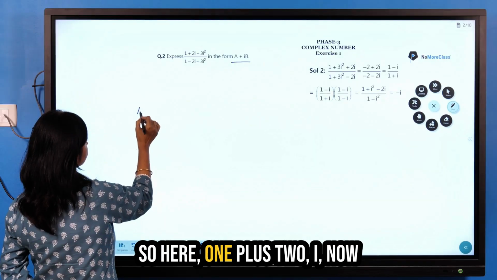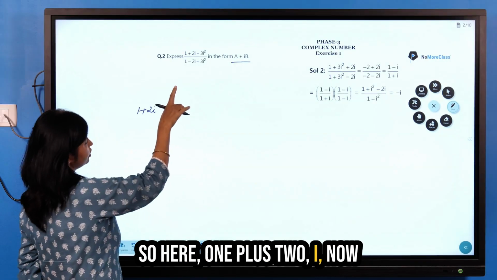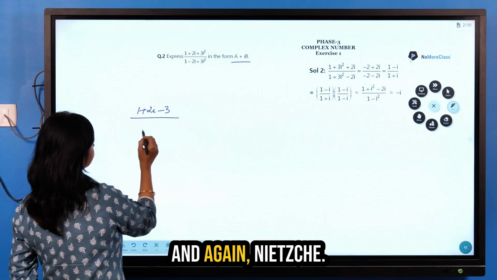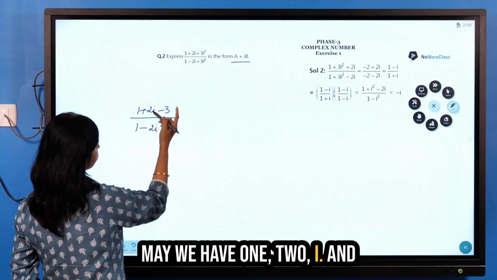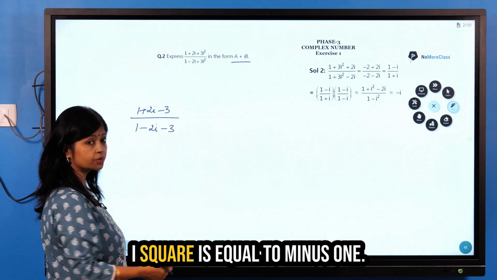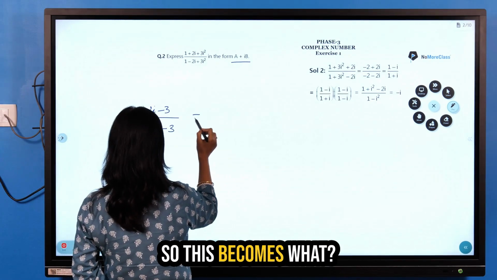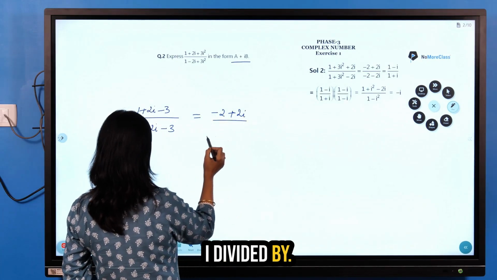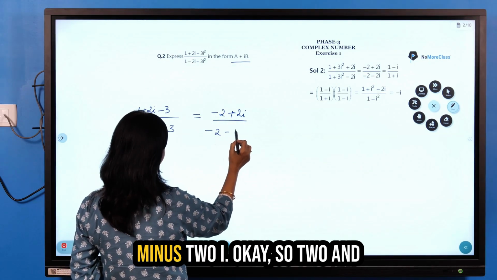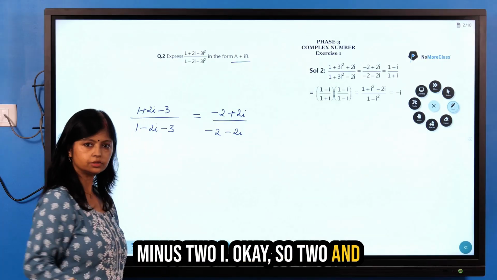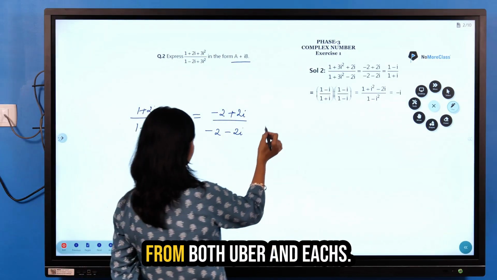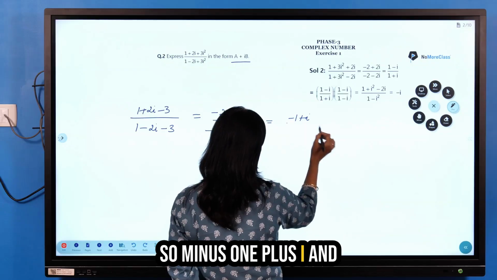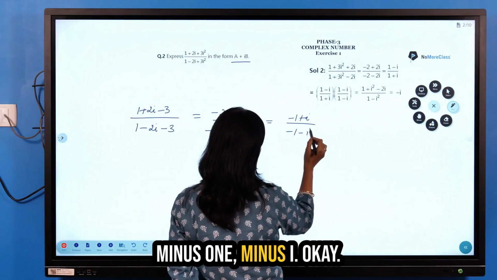So here 1 plus 2i. Now we know 3i square is nothing but minus 3. And again, in the denominator we have 1 minus 2i, and again it is minus 3 because i square is equal to minus 1. So this becomes minus 2 plus 2i divided by minus 2 minus 2i. Okay, so 2 can be factored out from both the numerator and the denominator. So minus 1 plus i and minus 1 minus i.